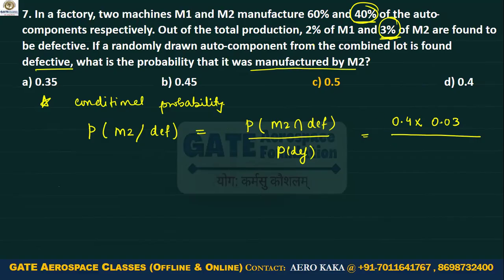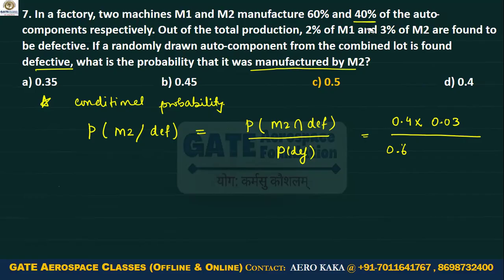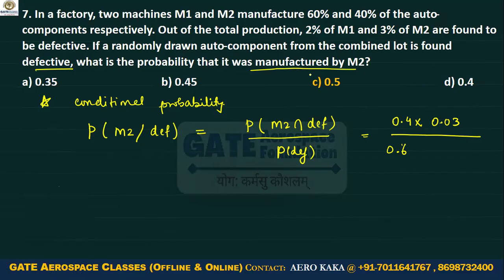So if it is from A, it is going to be 0.6, that is from M1. I'll just highlight it for better understanding. Let me just erase this, so what calculation I'm doing becomes more clear. If I'm talking about machine 1, 60% are manufactured and out of it 2% are defective. So 60% I'll write down 0.6 and 2% I'll write down 0.02.